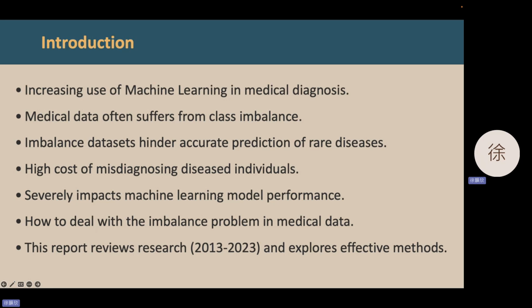So this report will review the research on handling this problem in the past decade, from 2013 to 2023. Identify effective methods and look forward to future directions.